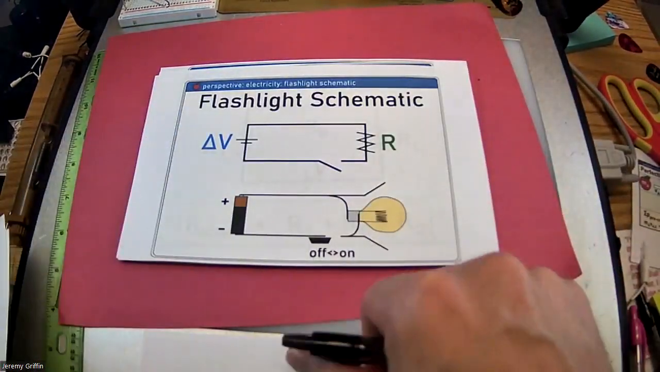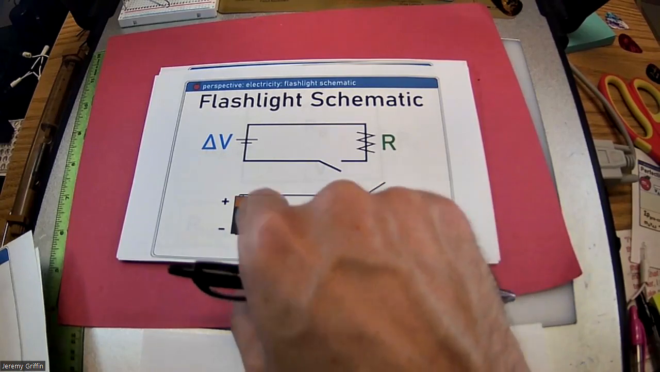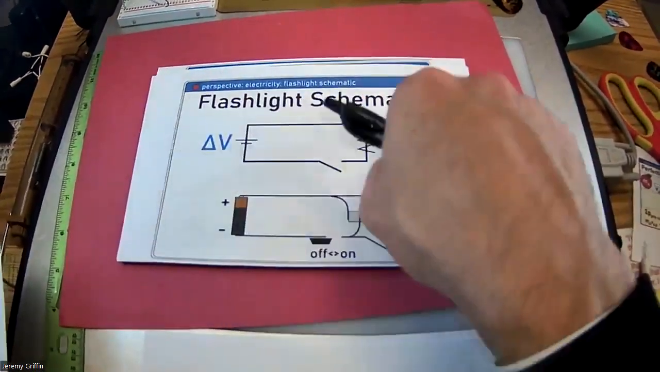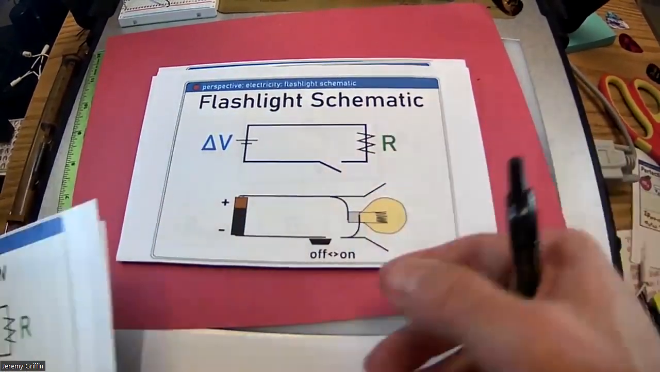Let's look at a flashlight. You guys remember the flashlight schematic? A battery is an example of a voltage source. A light bulb is a type of resistor, so this could represent a flashlight. Got a switch right here, bam.